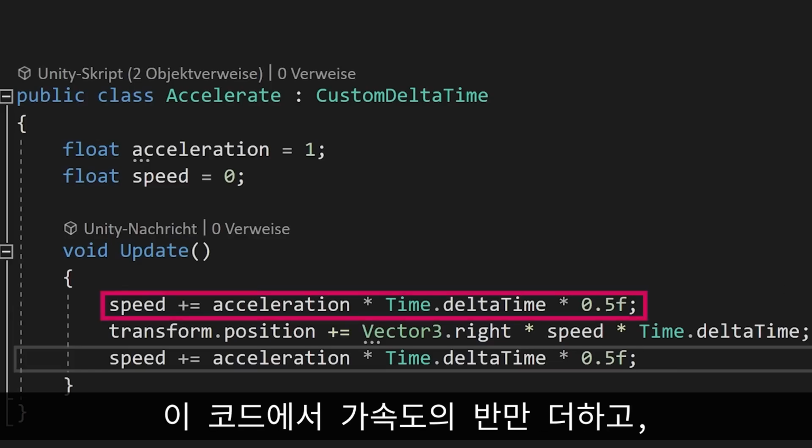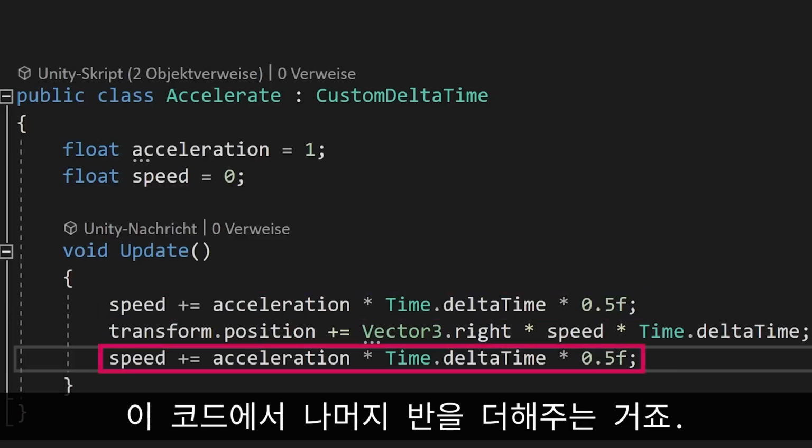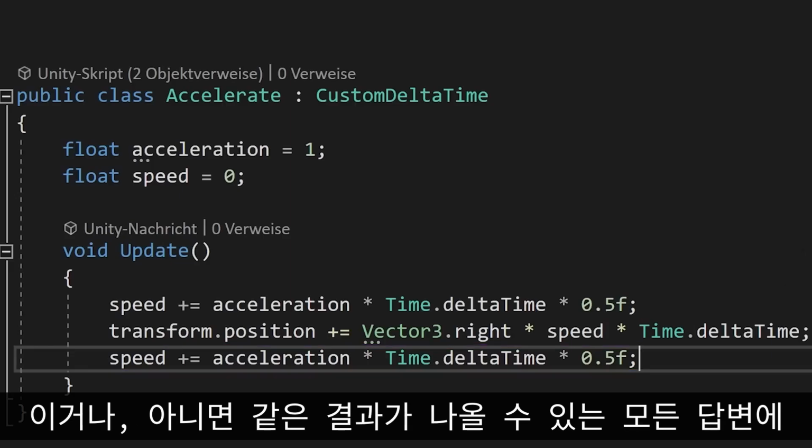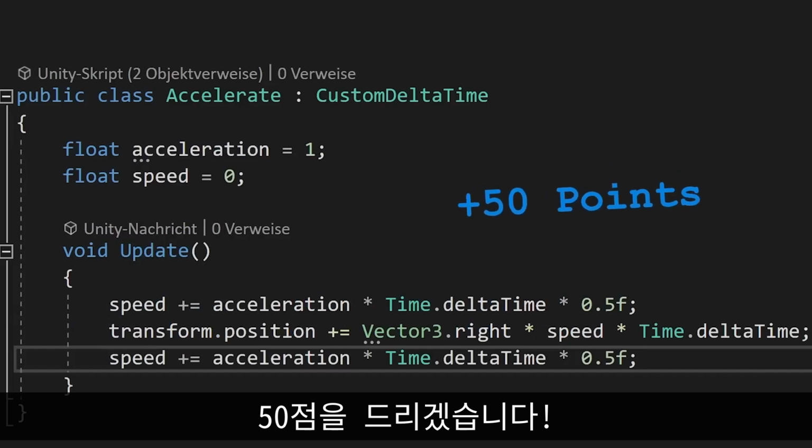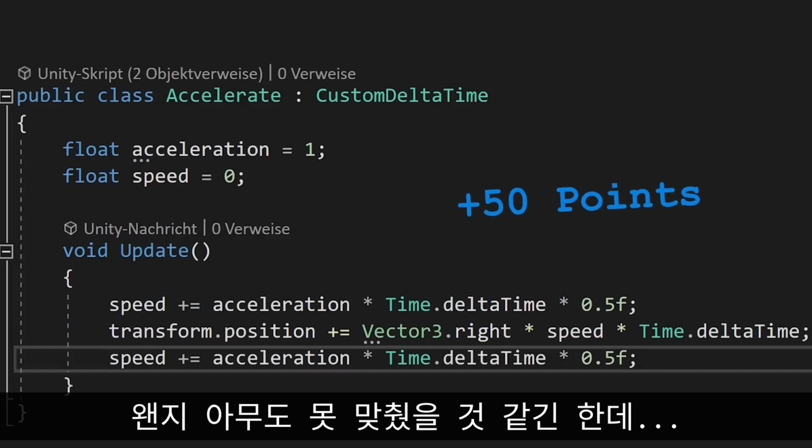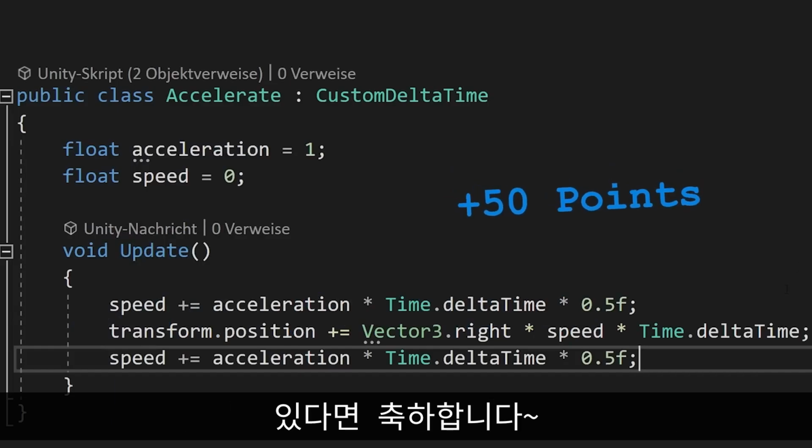This first line here gets us the middle point, and then this last line here makes sure we add all of the speed that we need to add. So if you got this solution or any solution that effectively achieves the same result, then you get 50 points! Woo! I feel like I'm probably clapping for nobody, but still, woo!